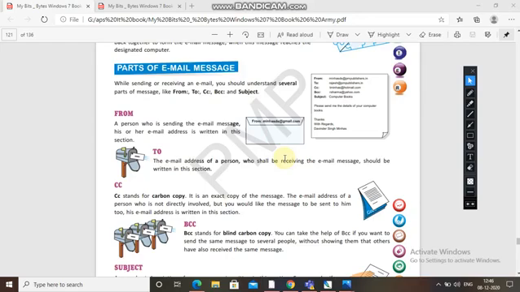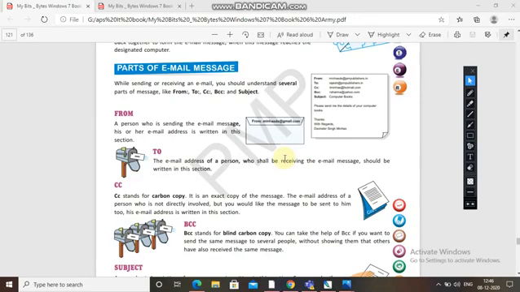And then comes CC, carbon copy. It is an exact copy of the message, and the email address is that of a person who is not directly involved, but you would like the message to be sent to him too. Like if you are sending some message or email to a teacher, but they don't know the involvement of the principal ma'am, but you want the principal ma'am to also see the letter which you are sending, so you send her a carbon copy. So her email address is written in this section, CC.